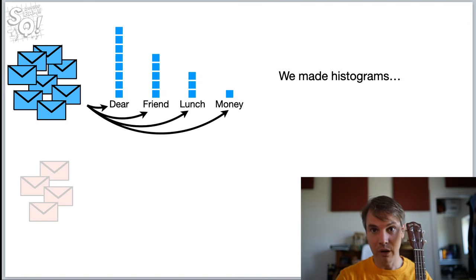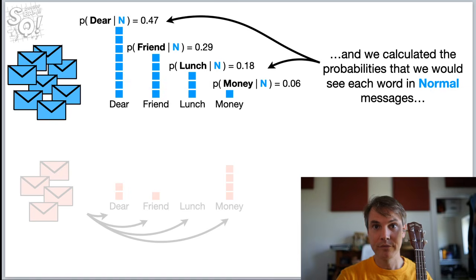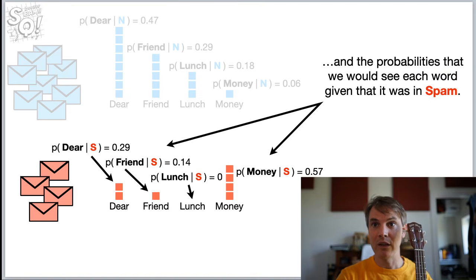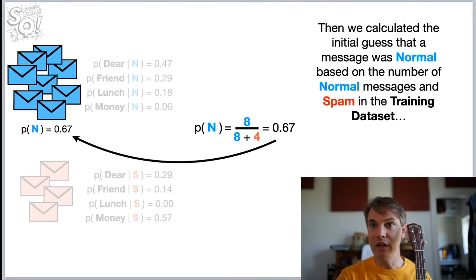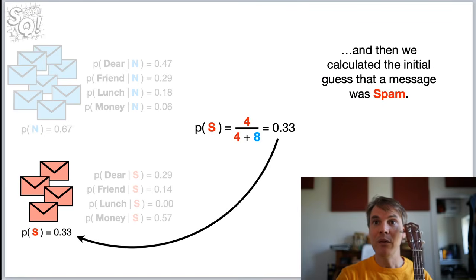We made histograms, and we calculated the probabilities that we would see each word in normal messages and the probabilities we would see each word given that it was in spam. Then we calculated the initial guess that a message was normal based on the number of normal messages and spam in the training data set. And then we calculated the initial guess that a message was spam.